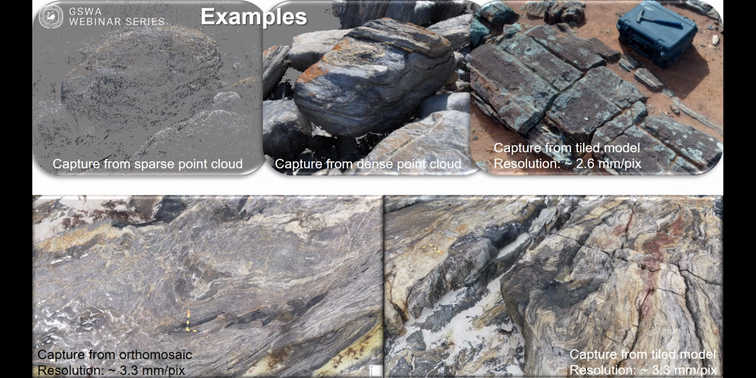So here are a few snapshots from various models. You can see here the difference between the sparse point cloud and a dense point cloud for the same object on the top left and top center of the slide, and examples of high resolution models. You can see the highly realistic representation of my hammer and the carry case in the tiled model on the top right, and at the bottom of the slide you can see examples of screen captures from high resolution orthomosaics and also from another tiled model.